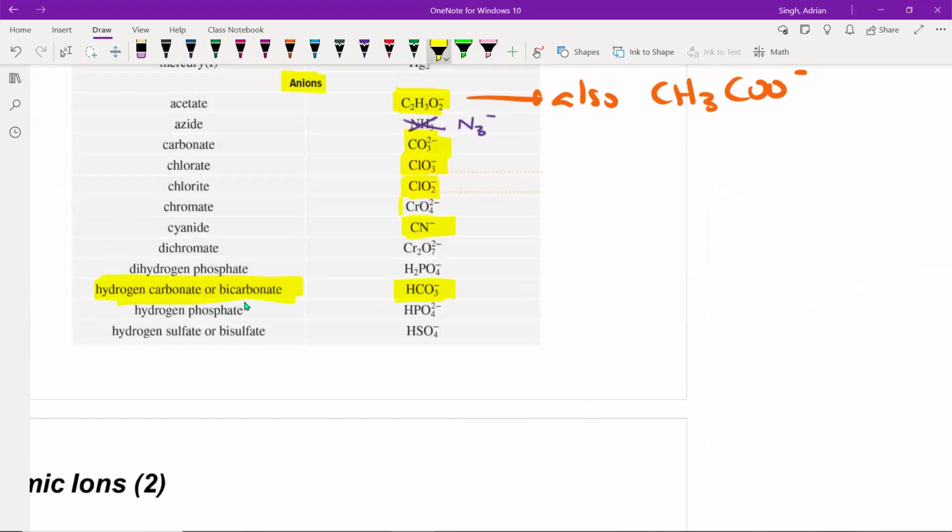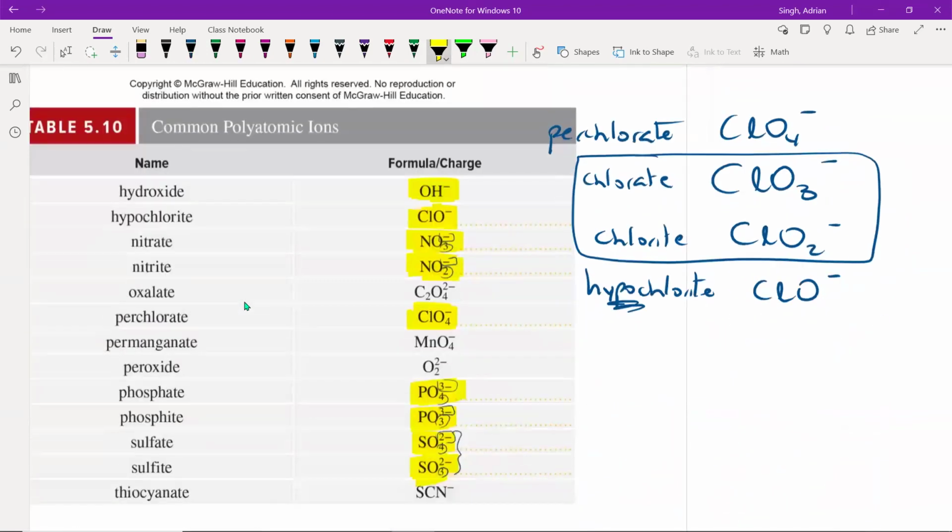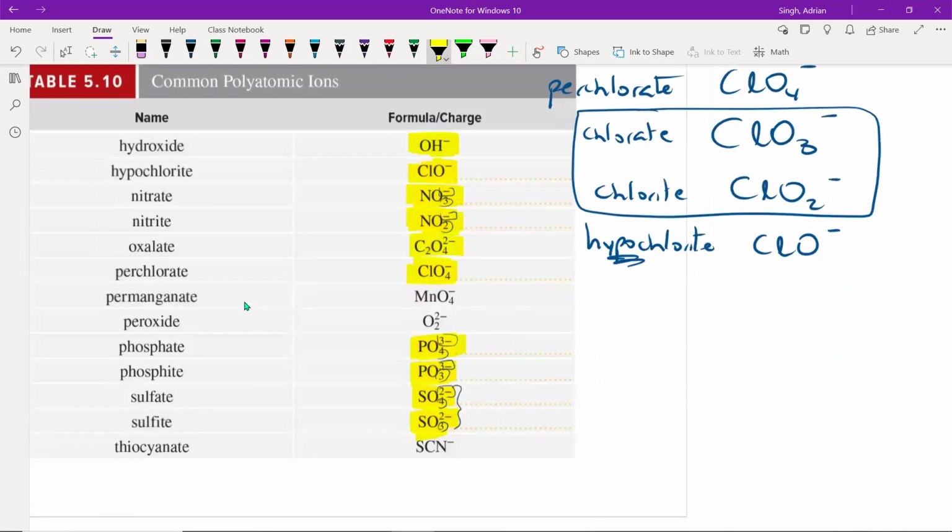I'm going to highlight the chromate. We have the dichromate. What else? We have our oxalate ion, C2O4 2 minus, and we have permanganate, MnO4 minus.